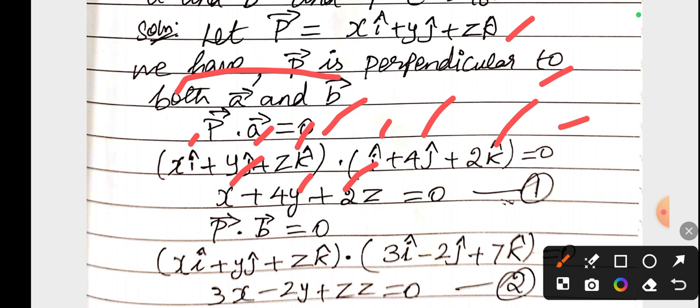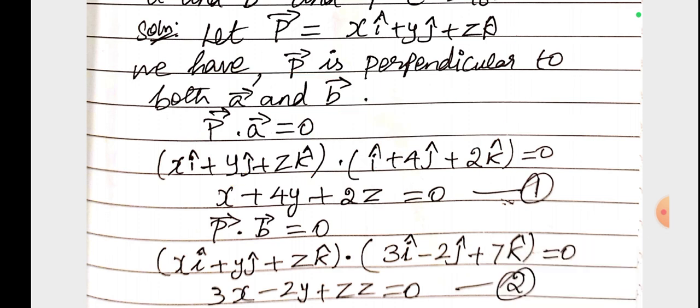Sir, why are we doing this? They said P vector is perpendicular to both A and B. So if two vectors are perpendicular, their dot product is 0. That is what we are doing. xi cap plus yj plus zk dot i cap plus 4j plus 2k equals 0. Then you will get x plus 4y plus 2z equals 0.